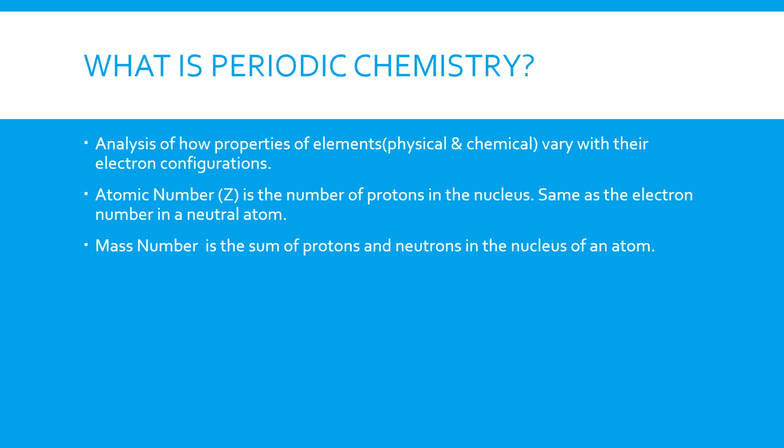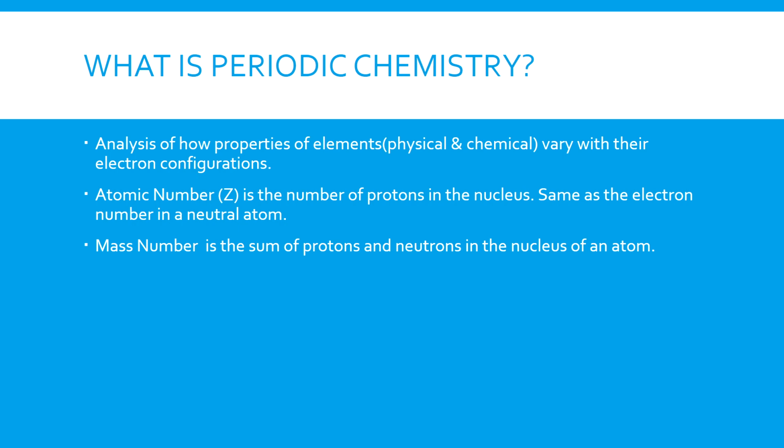So looking at all these elements, let's take the first 20 elements into consideration. You know that they all have their various electron configurations. I don't know if you remember, if you're asked to write the electron configuration for potassium, you write 2, 8, and what? Another 8, and then 1. I don't know if you remember that.